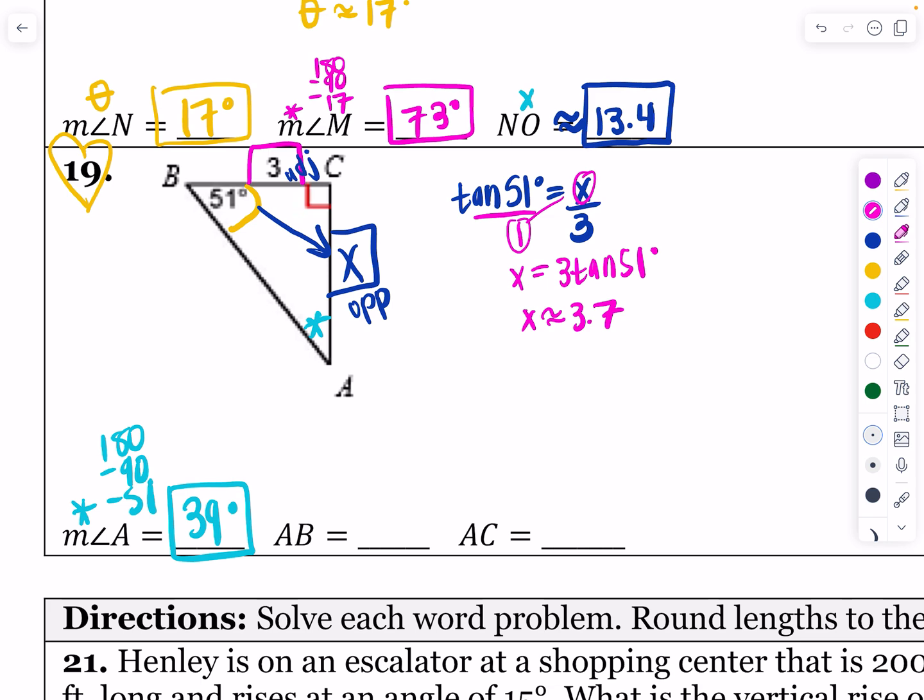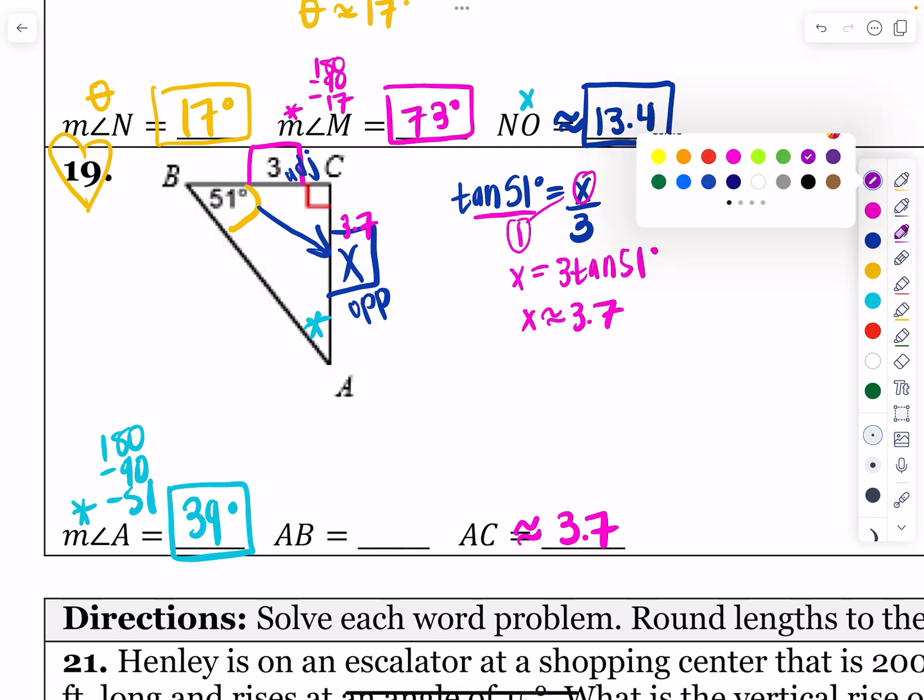Does that make sense as an answer compared to the other leg? Yes, it does. That was AC, so that's about 3.7. Okay. At this point, you have 2 different directions you could go. If this is 3.7, you could use Pythagorean theorem and do a squared plus b squared equals c squared. I will write that on here later, but I prefer to use trig, okay?